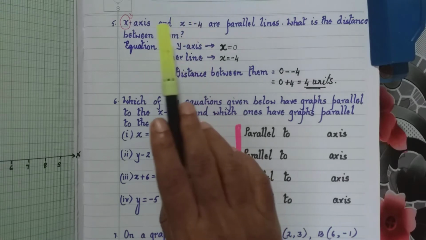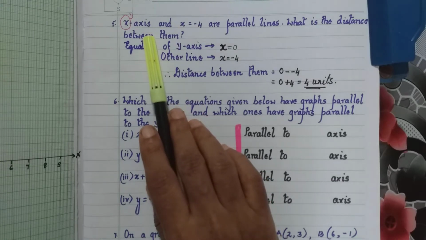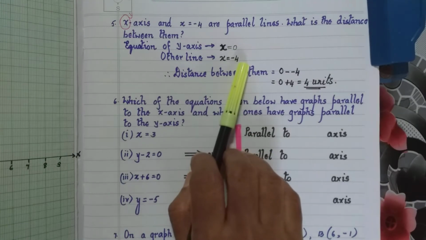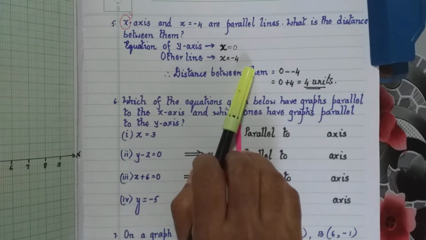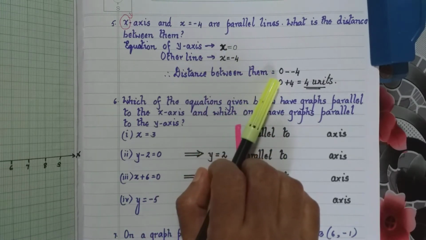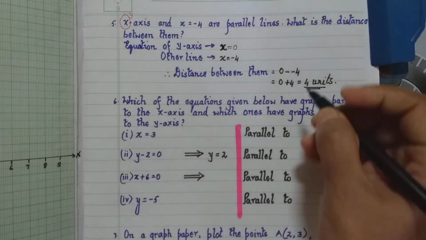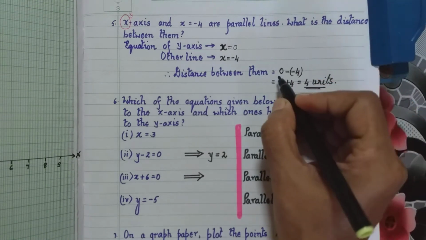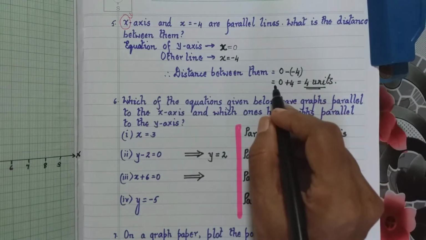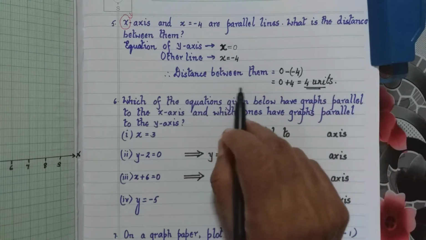You have seen in the first chapter to find the distance between 2 points. What did we do? We took the bigger coordinate minus the smaller coordinate. Now, among 0 and minus 4, 0 is greater than minus 4. So, distance between these two lines will be 0 minus minus 4. We can put this in bracket. 0 minus minus 4. Minus into minus will be plus. So 0 plus 4, which is 4 units. This is the fifth question.